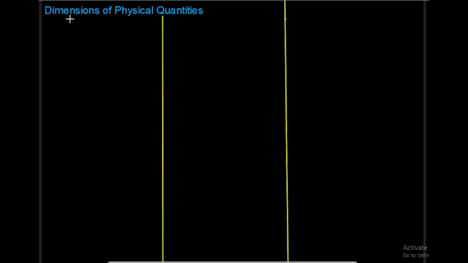In this video, we'll be talking about dimensions of physical quantities. So first of all, what is dimension all about? Dimension is a system of representing physical quantities using some specific letters. In this video, we're going to cover the basic and the most common ones, and that is mass. To represent mass in dimensions, we use capital letter M.